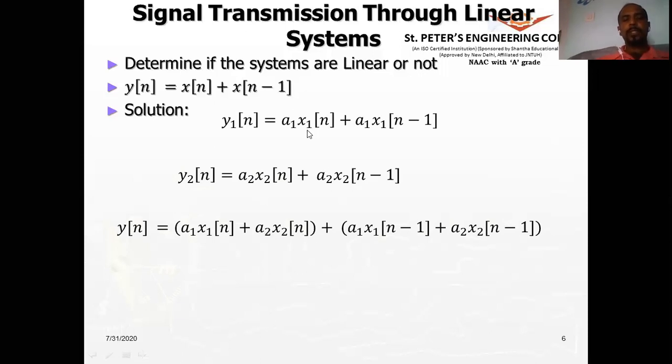So that will be this, not that, is the signal as it is. And what will be the delayed version? a1 x1 of n minus 1 plus a2 x2 of n minus 1. Now, the total response is equal to the sum of individual responses. So therefore, we see that the system satisfies the principle of homogeneity and the principle of superposition. Therefore, the system is linear.